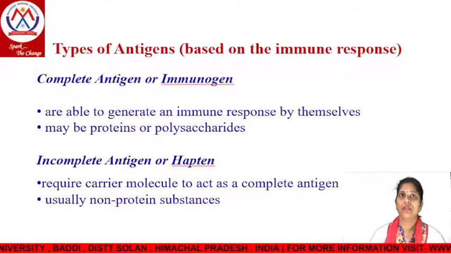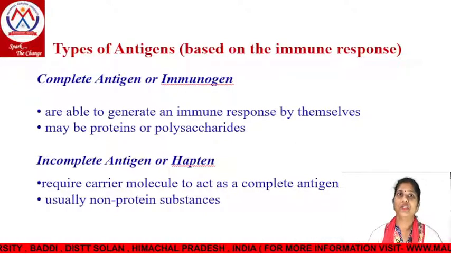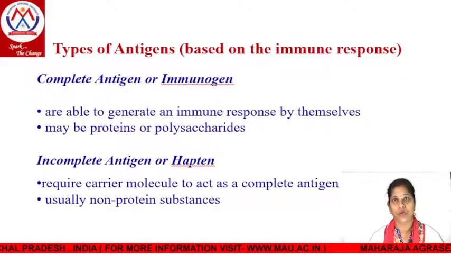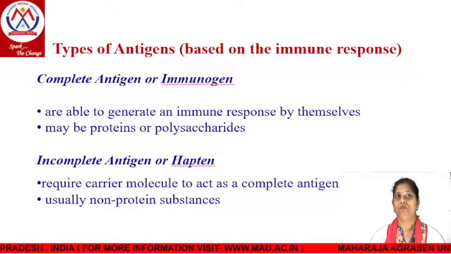Based on the immune response, the antigens are further divided into two types, the complete antigens and the incomplete antigens. Complete antigens are also called the immunogens. They are known as the complete antigens because they have the potential to generate an immune response on their own. They do not need any additional molecule to induce the immune response. They may be proteinaceous or they could be polysaccharides.